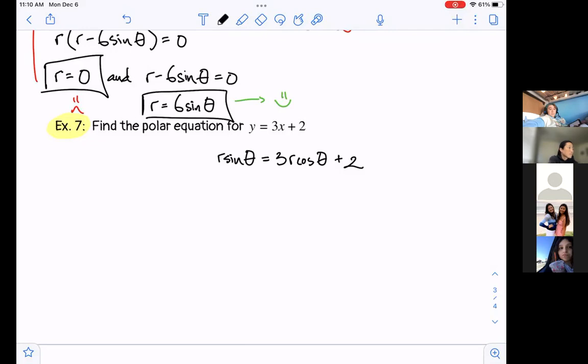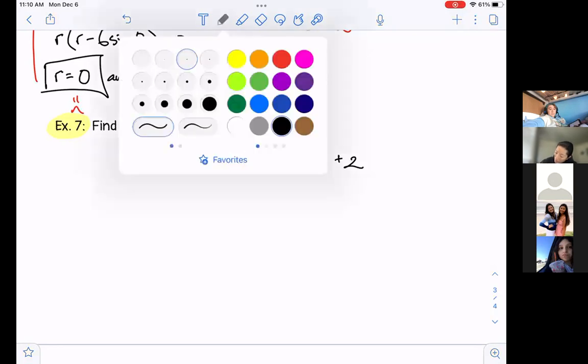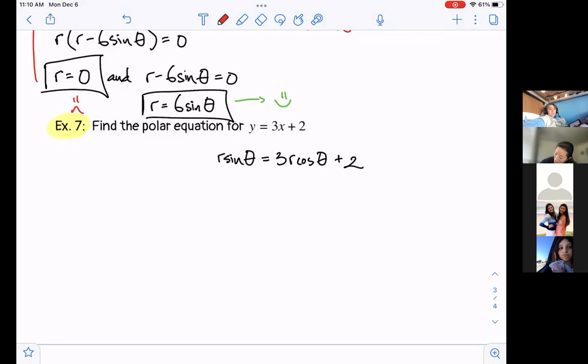How do we divide by sine theta? Sorry, say that again. Divide by sine theta. Yeah. Okay, so let's see. If we divide by sine theta, we get r equals 3r cosine theta over sine theta plus 2 over sine theta. What do we do after this to get r all by itself?